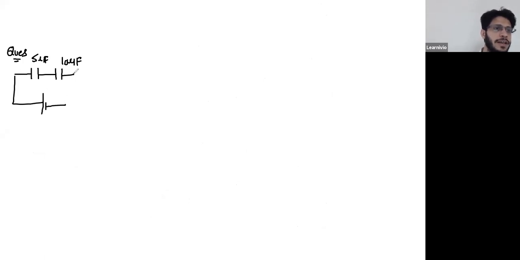Okay, let's solve a very simple problem based on this concept. You have two capacitors, a capacitor of 5 microfarad and a capacitor of 10 microfarad, and we connected them to a cell of 10 volt. The very basic formula based numerical. This will just clear all formulas. So calculate. This will teach you how to use formulas in circuits.